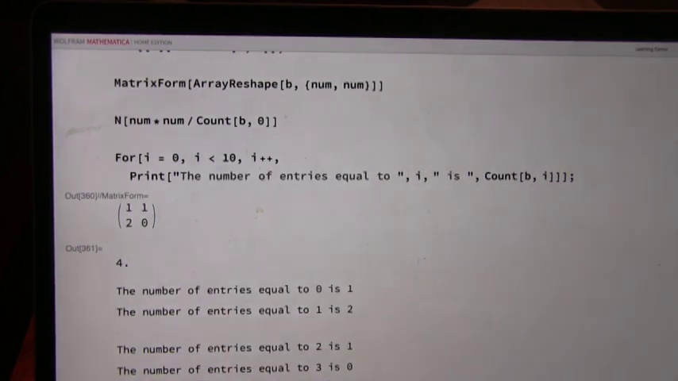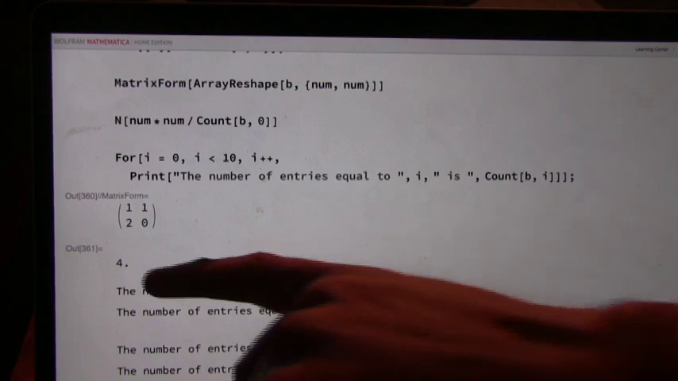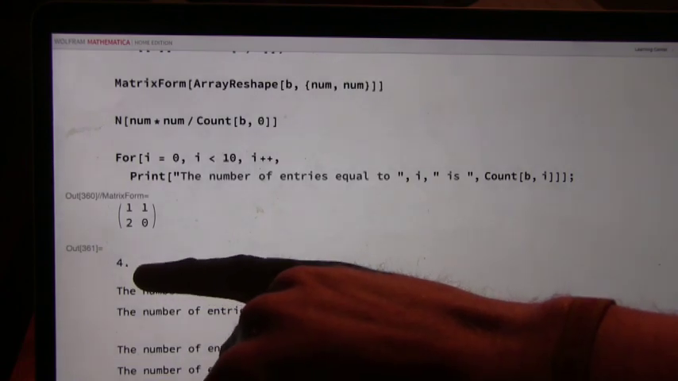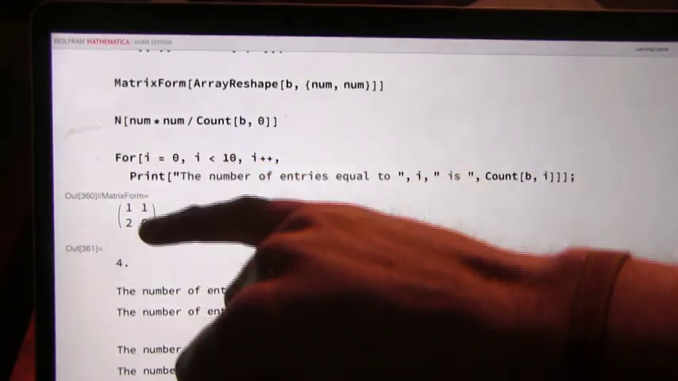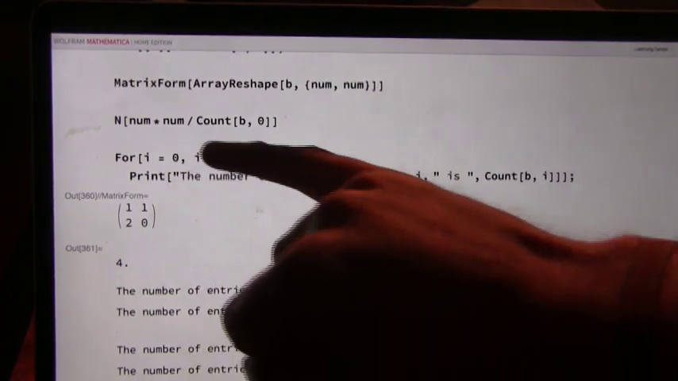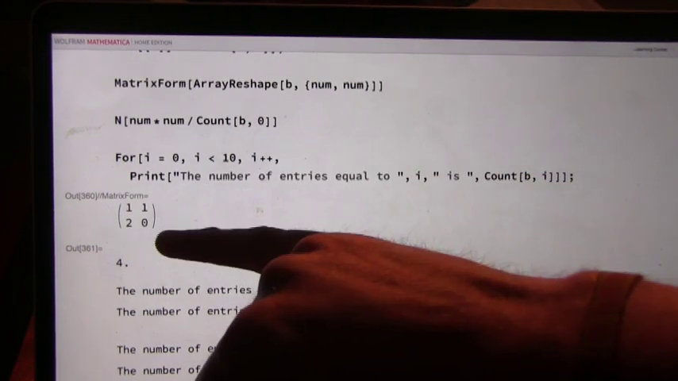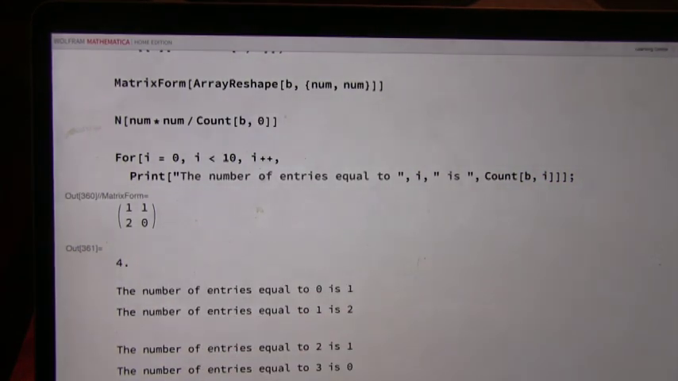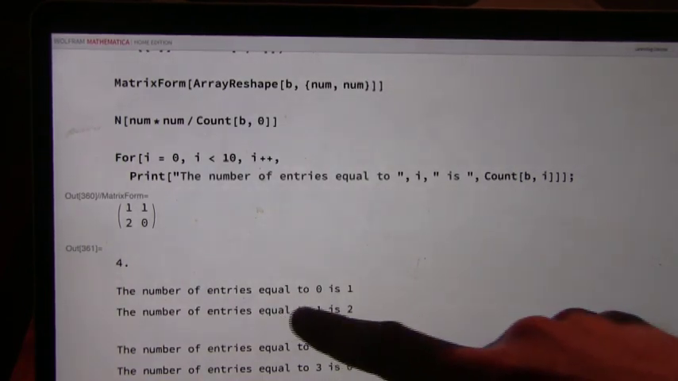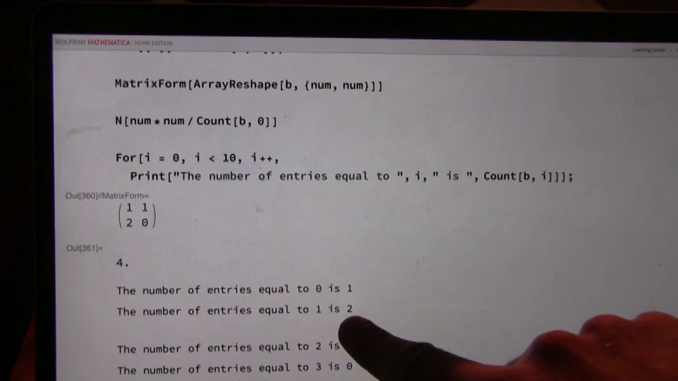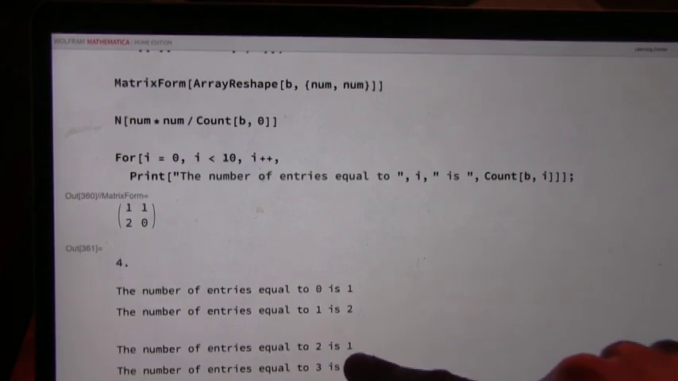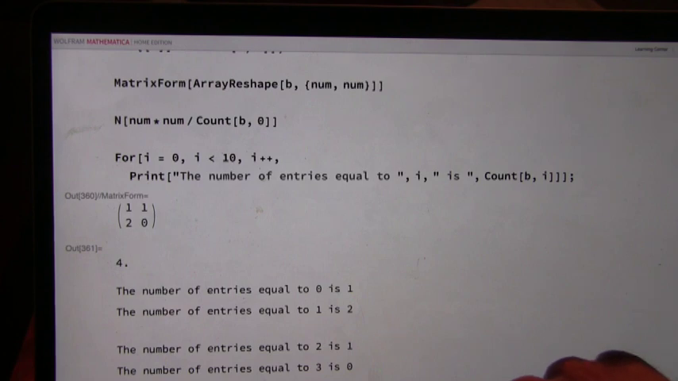Alright. And then this number 4 here is the size of my grid, 4, divided by the number of numbers that had 0 times. So this time only one number had 0 times, so I get 4. So the number of entries equal to 0 is 1, the number of entries equal to 1 is 2, the number of entries equal to 2 is 1, and obviously I didn't have any time where I got 3 entries the same.